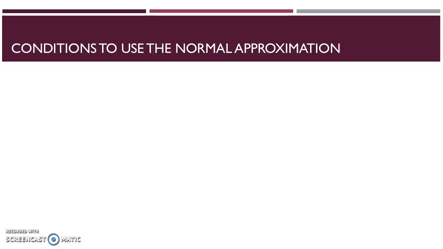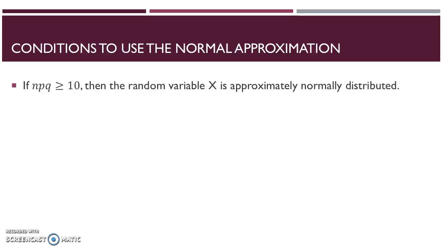In order to be able to use the normal approximation for a binomial, you have to have a binomial experiment, and the value of n times p times q has to be greater than or equal to 10. That has to be true because one of the properties in Chapter 6 told us that if n times p times q is greater than or equal to 10, then that makes the distribution bell-shaped, which means it's approximately normal. You have to have that shape to be able to use the normal approximation.